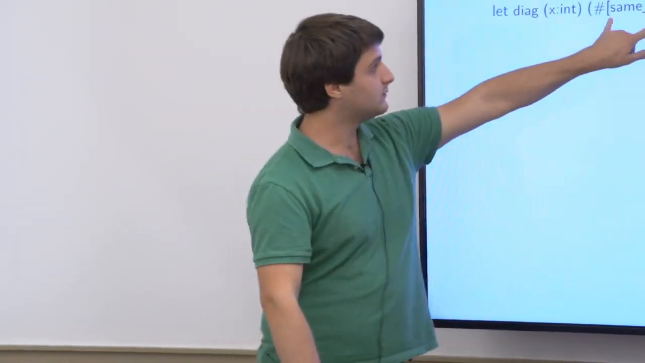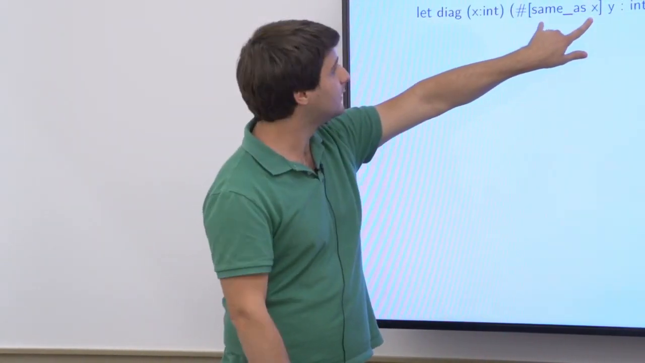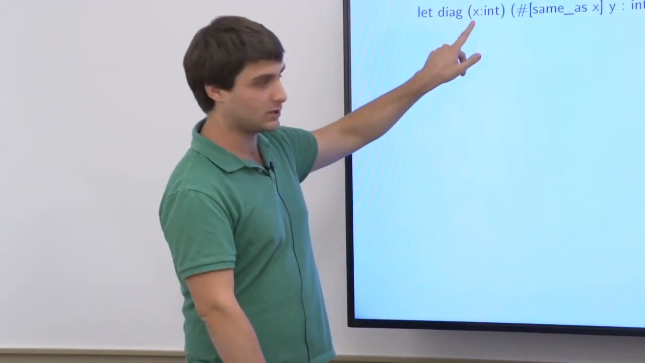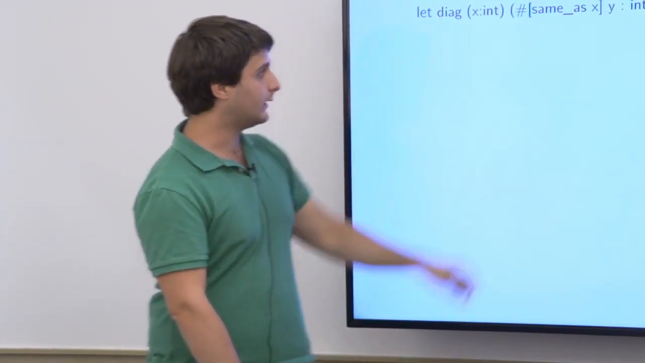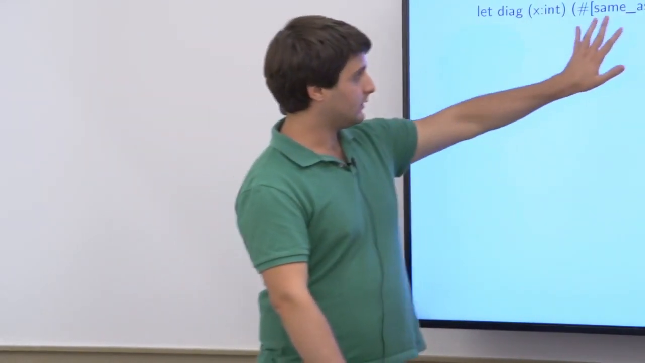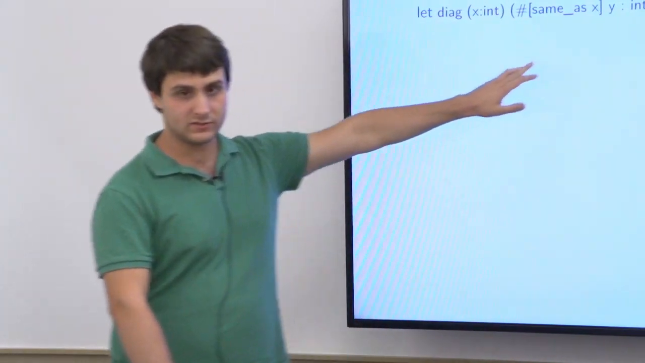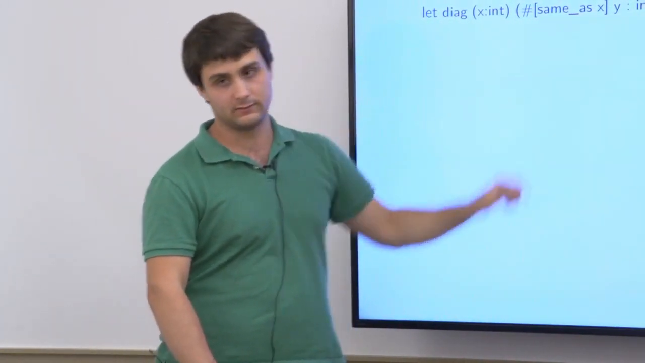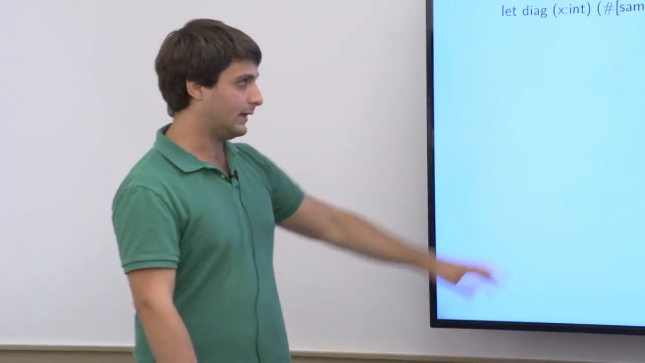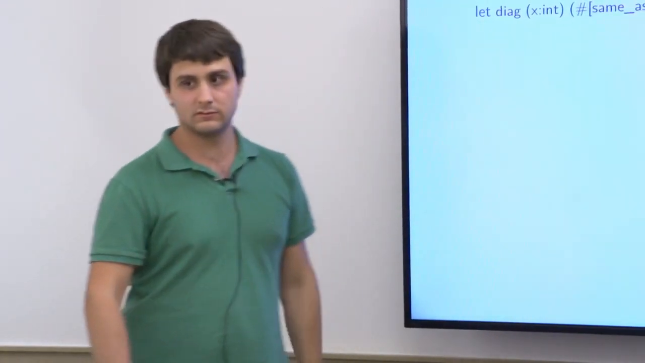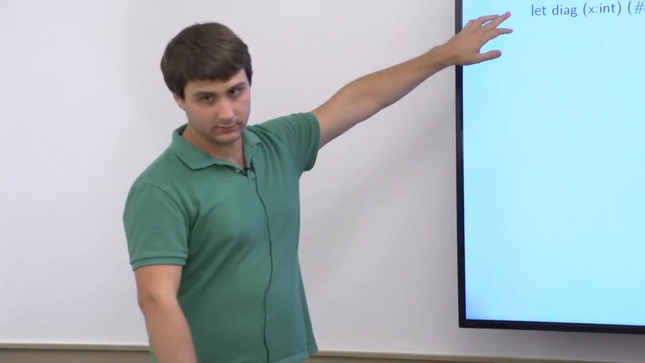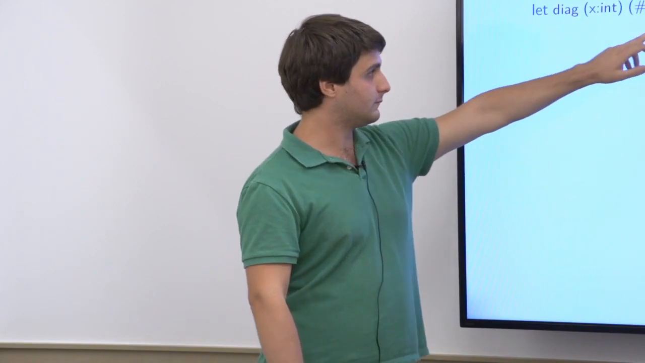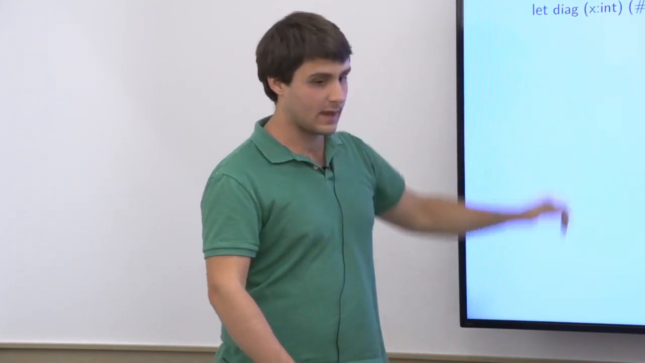But by adding this tactic, which is actually depending on the previous argument X. This syntax is saying that if Y remains unsolved, then call this tactic to see if you can find a term for it. And this actually just tries to use X. So essentially, this defines a default argument for the second argument of this diagonal function.